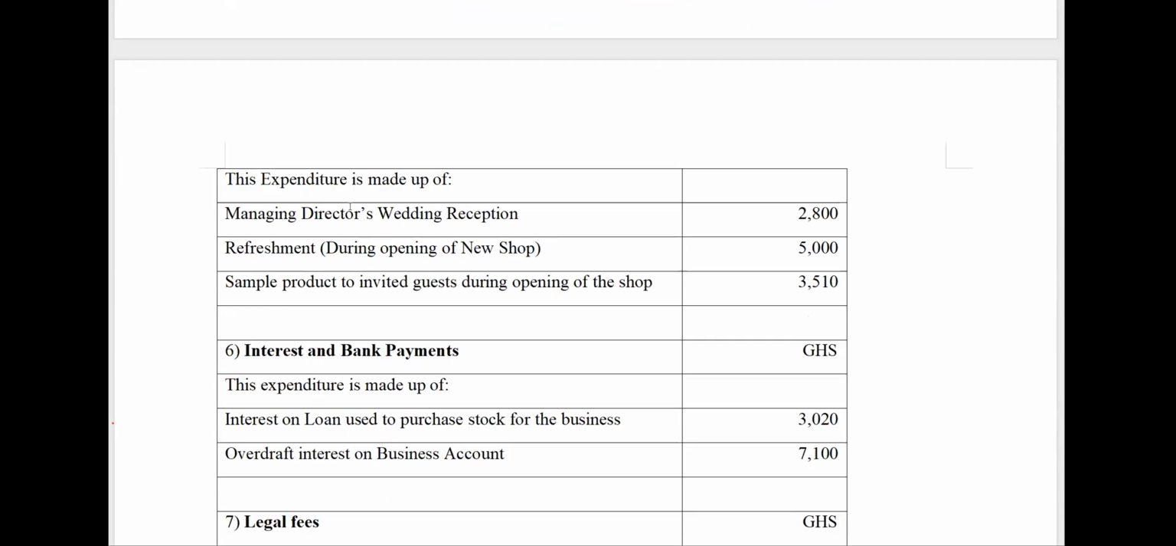Promotion and advertising. Expenditure is made up of managing director's wedding reception. Allow or disallow? Disallow. Refreshment during opening of new shop. People are quiet. Refreshment when I open my new shop. Disallow. Sample product to invite guests during opening of the shop. Allow. But why the refreshment during opening of new shop? You said disallow. But sample product to invite guests during the opening, we allow that one.